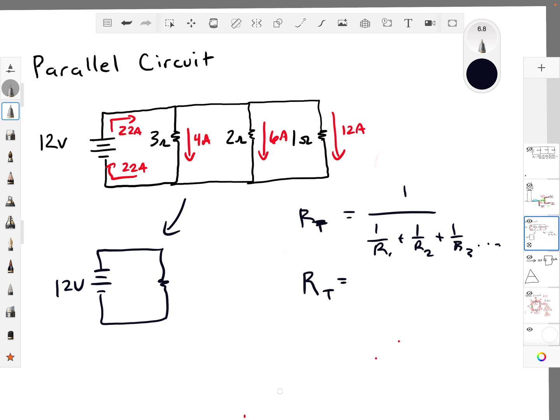So if we do that, we're going to do RT. We're going to go to our calculator. If you're using the TI-36X Pro, you're going to hit the fraction button that is right above the number 7. You're going to put 1 on the top. You're going to hit the down arrow, and then hit the fraction button again. Once you hit the fraction button again, you're going to do 1 over 3. So I'm going to go 1, down, 3. I'm going to hit over to the right. Then I'm going to hit the plus sign.